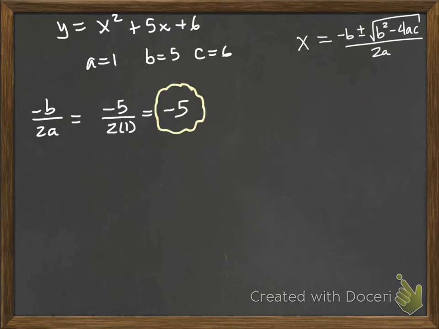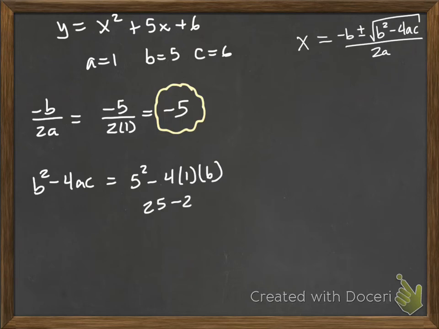The next thing I do is I take the stuff inside of the square root. So b squared minus 4ac. So this is going to be 5 squared minus 4 times 1 times 6. So this is 25 minus 24. So that just equals a 1. So that was my little pumpkin, right? Ta-da! So now I'm going to square root that.